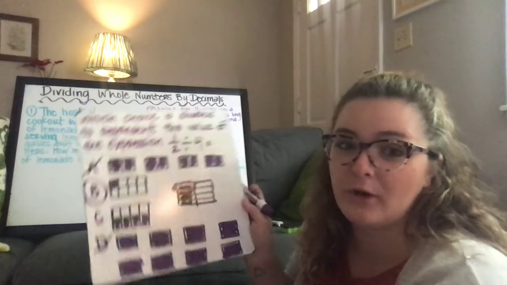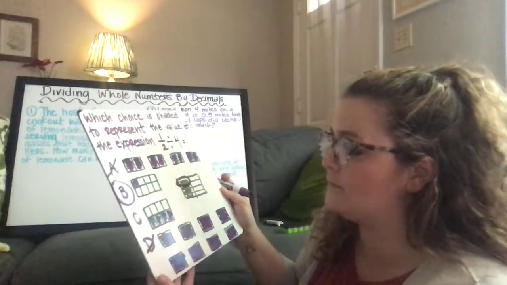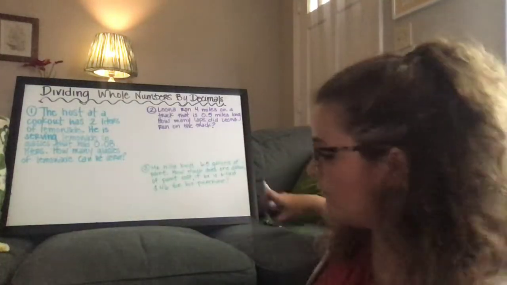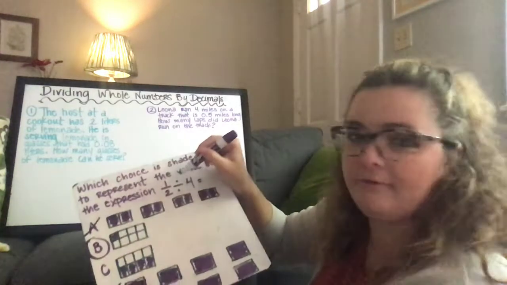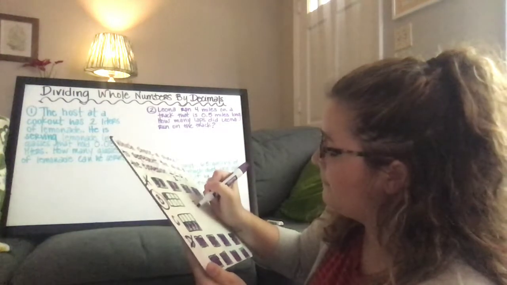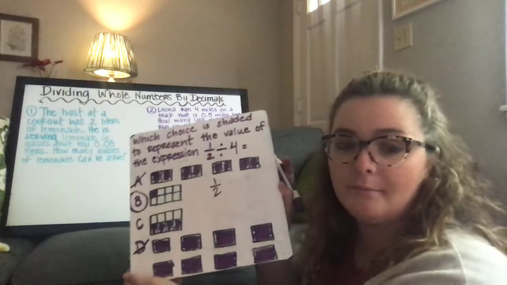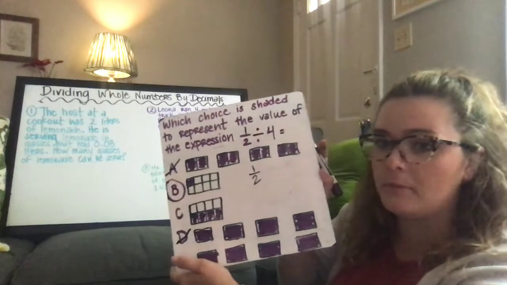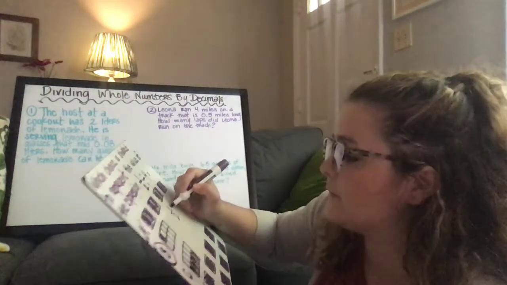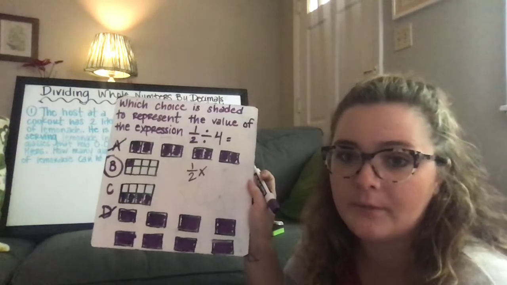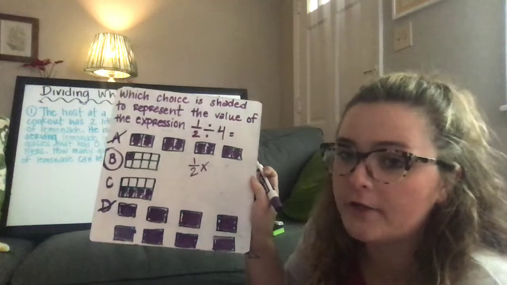Another way you could do this, remember, is keep, change, flip. So I can show you that right here. I would keep 1/2 the same, change the division symbol to the inverse. Remember, that's like the opposite. How would you undo division? Multiplication. And then flip the 4 to the reciprocal.